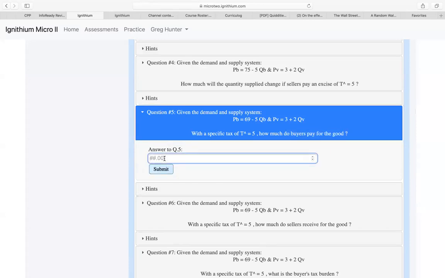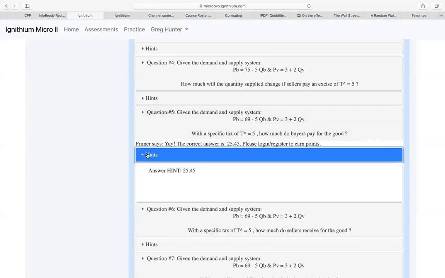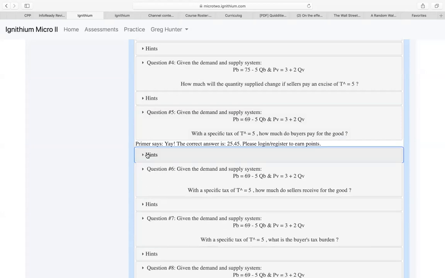Let me find it. 25.43, submit, yay. And I put it right in here because a lot of times you'll wonder if your precision was close enough to get the correct answer, and you'll see this yay, correct answer, right? Some of you might just go ahead and look at the hints, and that's okay.